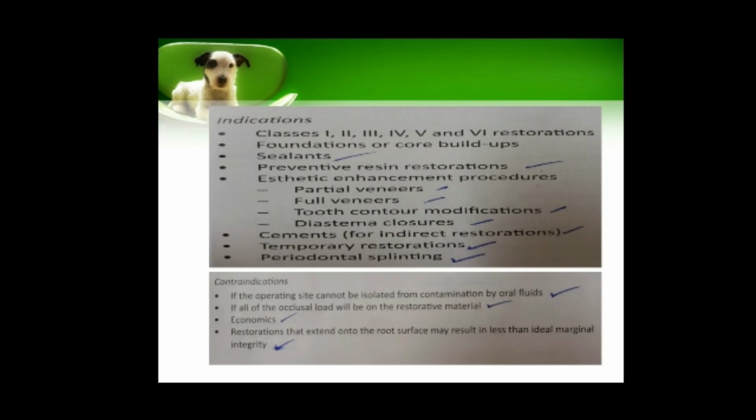Contraindications include if the operating site cannot be isolated from contamination by the oral fluids, and if all the occlusal load will be on the restorative material, it should not be used because it cannot withstand the fracture resistance. And in geriatric patients, restorations that extend onto the root surface may result in less than ideal marginal integrity.